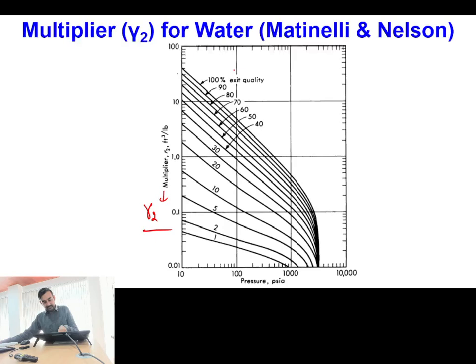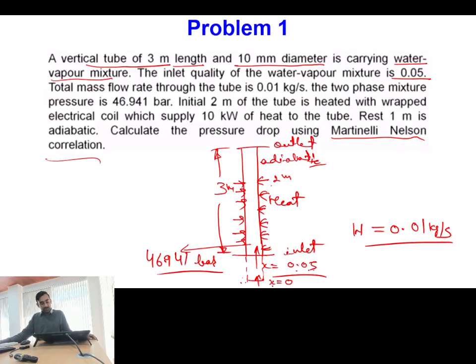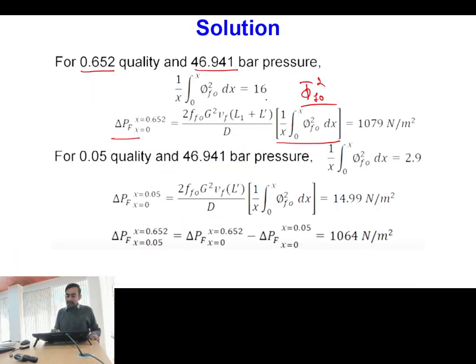I will go to this curve. 46.941 bar and quality of 0.652. This will give me a point somewhere here. Is it clear? Yes, somewhere here I am getting my point. So this is 10, this is 20. In between 10 and 20 will be my value. Corresponding to this, the value of the multiplier is actually 16.